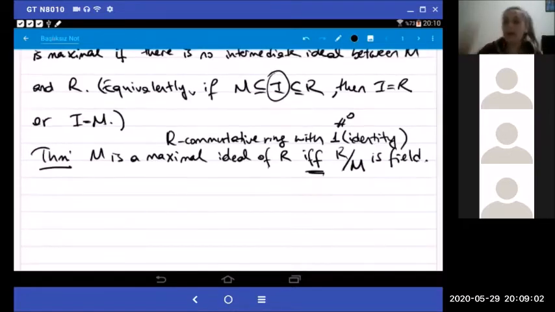So this means that if you're given a maximal ideal, then you're sure that the quotient is a field. And the other way around, if you have a quotient ring which is a field, then you can say directly that the ideal you're taking the quotient by is a maximal ideal. So you can use either direction, okay?